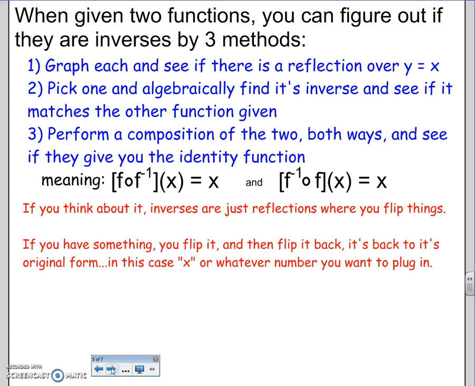Inverses are just reflections where you flip things. If you have something, you flip it, then you flip it back, it's back to its original form, in this case x or whatever number you want to plug in. So I'll make a quick chart, and I'll do a better problem that might make sense in the next part.